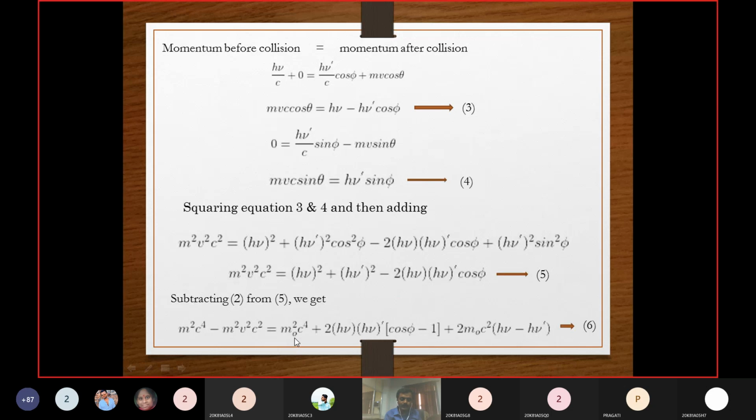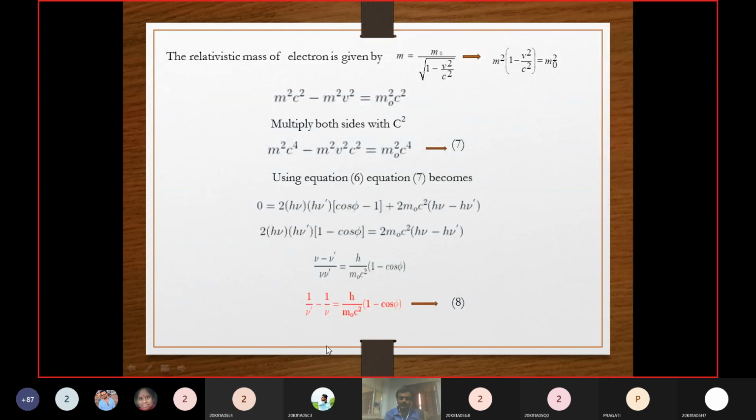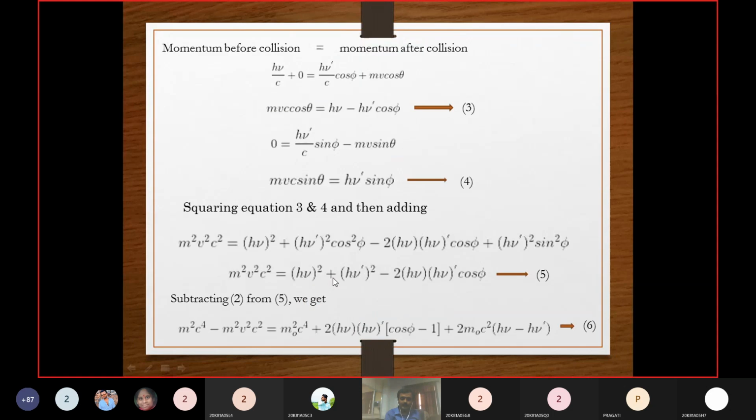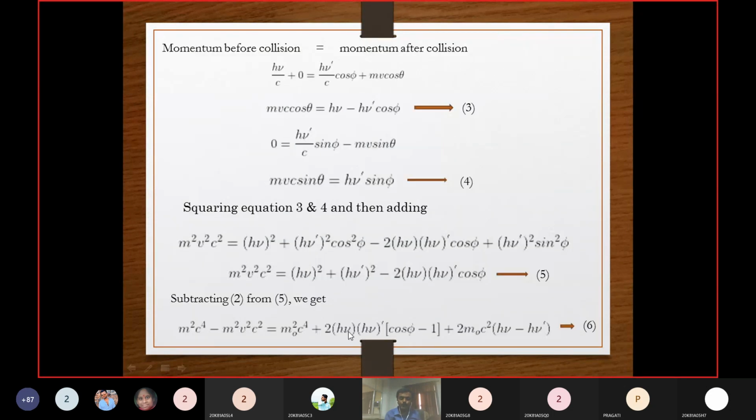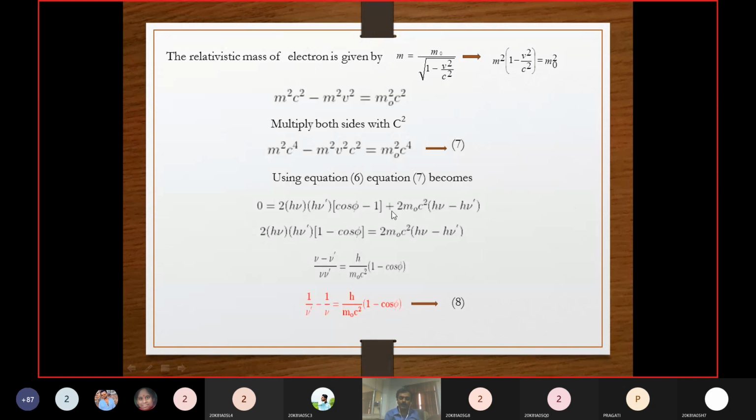If you substitute this m naught square c power 4 value in this equation, these two terms will become cancelled. So this value will become the same as the left side value, the LHS value. So the final equation will be 0 into something, and what remains is 2h nu into h nu dash into cos phi minus 1 plus 2 m naught c square into h nu minus h nu dash. Only that remains here.